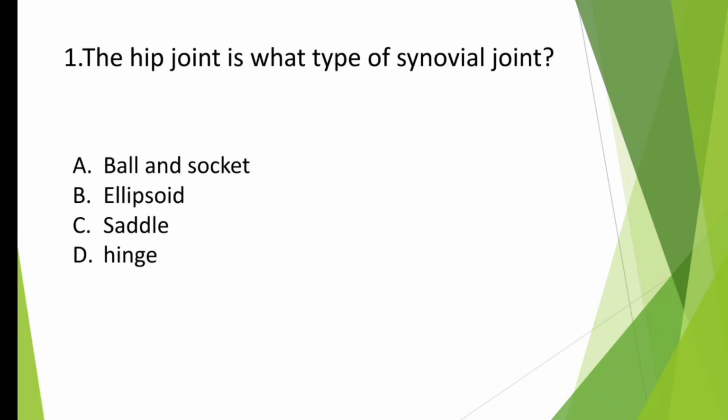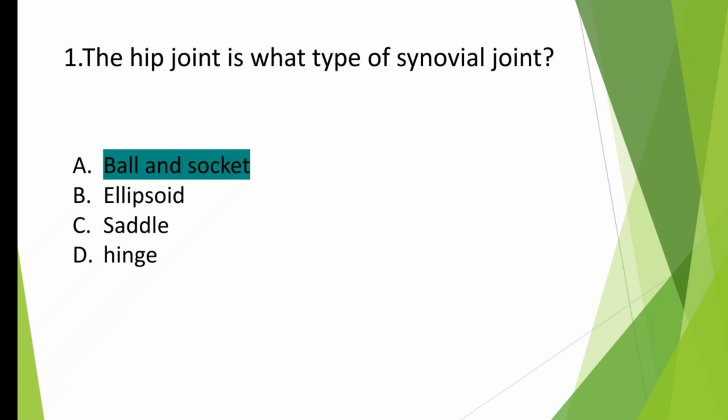The hip joint is what type of synovial joint? A. Ball and socket joint, B. Ellipsoid joint, C. Saddle joint and D. Hinge joint. Our answer is the hip joint is ball and socket joint.